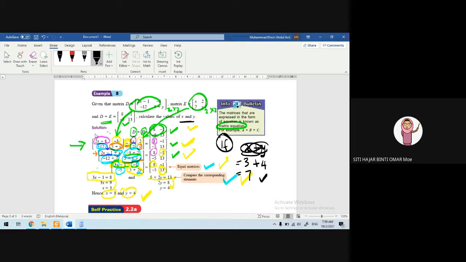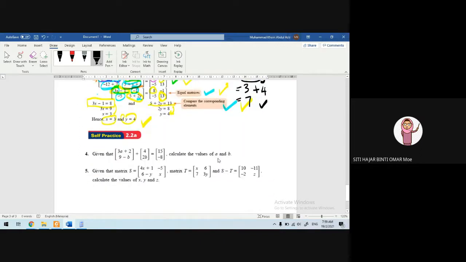Okay, so this example I need you to solve for 4 and 5. Self practice 2.28, 4 and 5. Okay, cara yang sama, kaedah yang sama, cuma matrix lain-lain lah. Okay, alright. But remember, make sure they have the same order, barulah boleh tambah dan tolak.